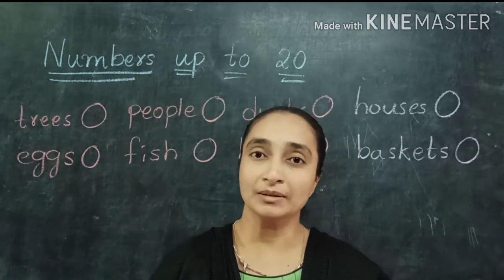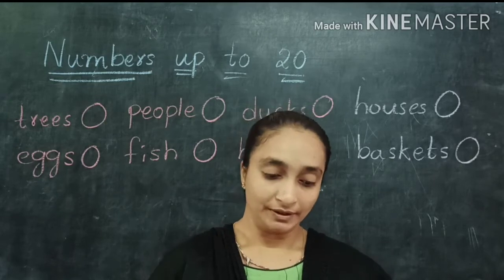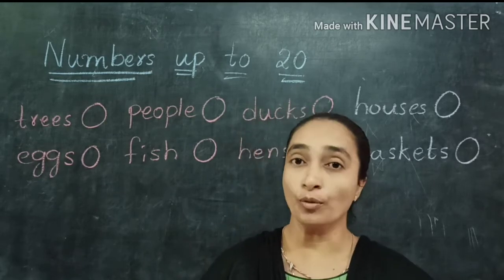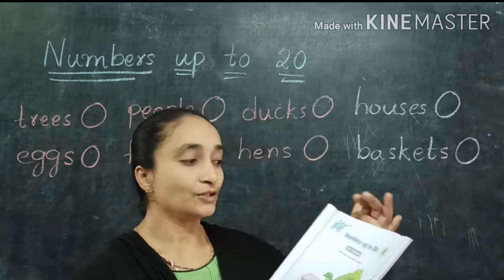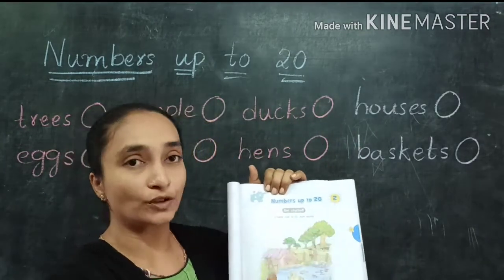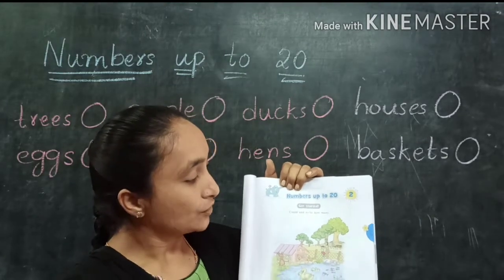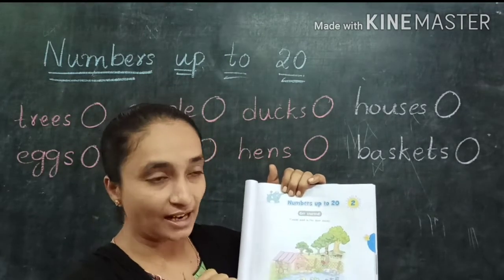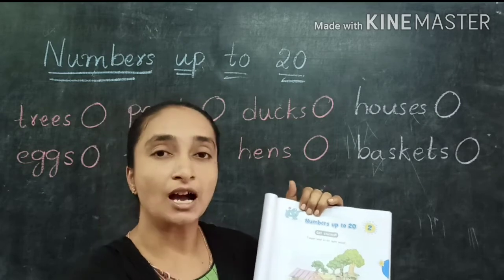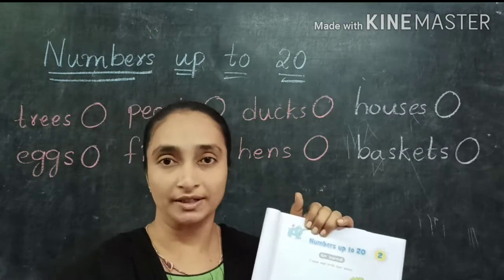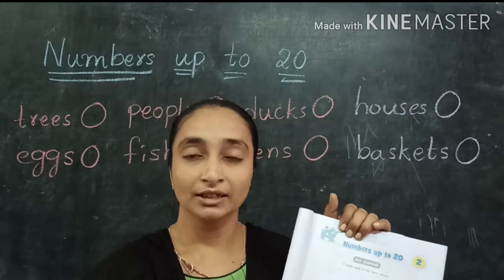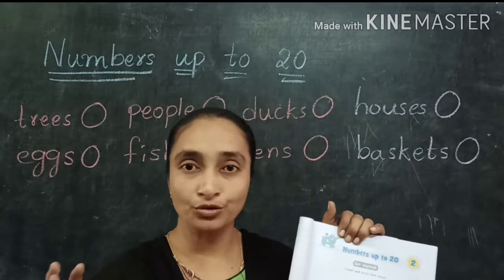So here we have the numbers up to 20. All of you open your textbooks and take your pencils. Let us get started with count and write how many. Here first we have count and write. How many are there? We have to count and write.